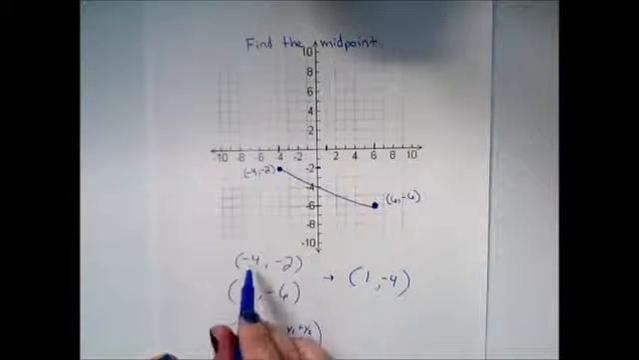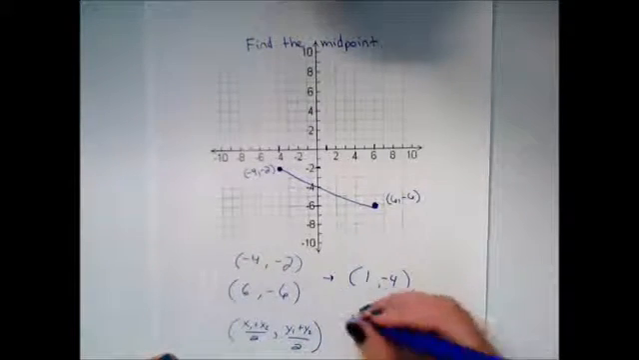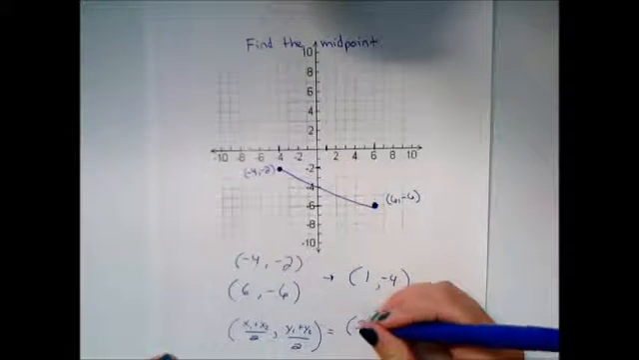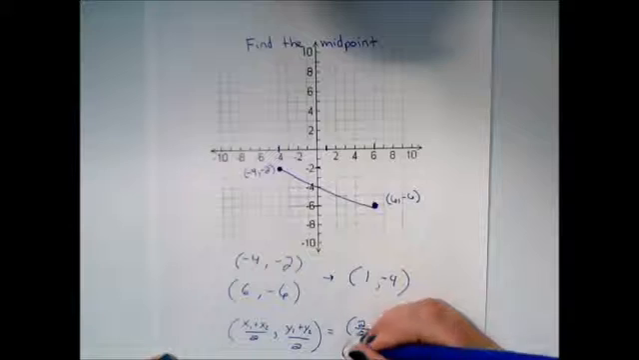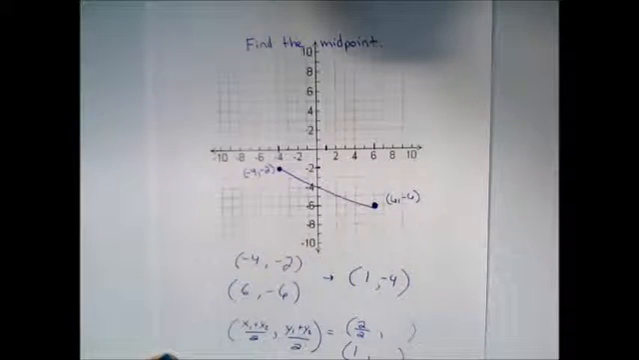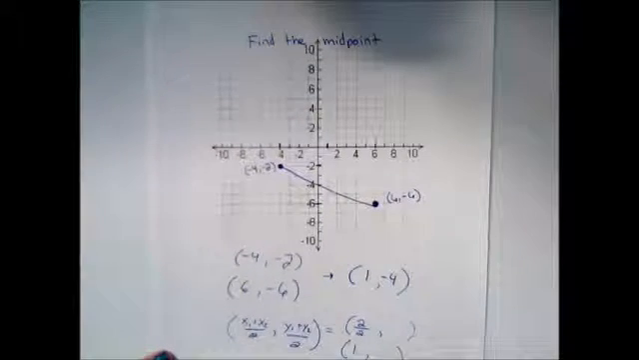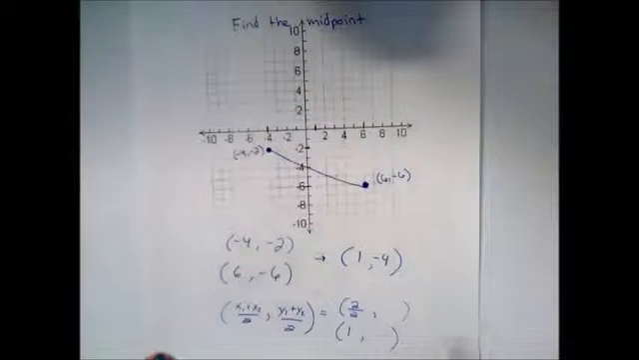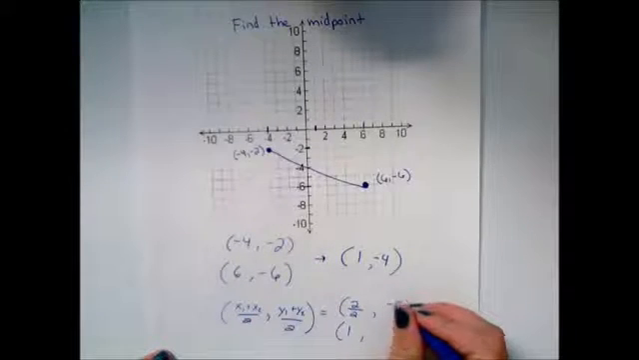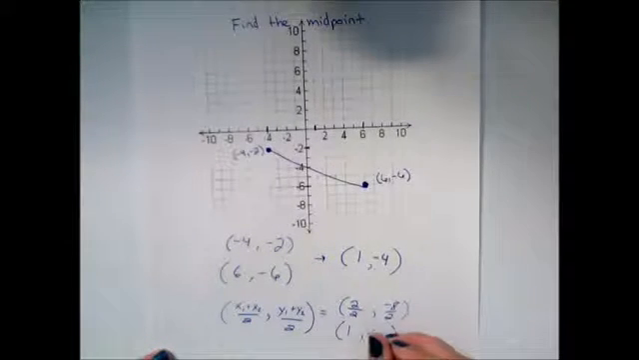If we add up the x's, -4 plus 6 gives us 2. And divide by 2, we get 1. So notice we're getting the same answer as we already had. That's all you're doing, you're averaging the points. You're saying what's halfway in between here. Same thing for the y's. If I add these two, I get -8, and divide by 2 gives me -4.